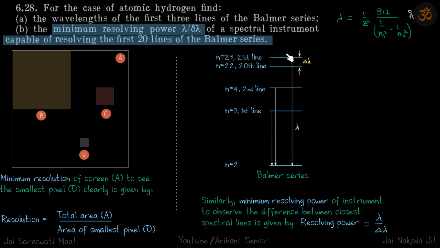Now after that, the next, 22nd line, the spectrometer might not be able to differentiate. Where the 21st ends and where the 22nd starts, the spectrometer might not be able to tell. But because we are taking the lambda from 23 to 2, this gap will be visible between the 21st and 20th. In other words, the first 20 lines of Balmer series will be resolved.